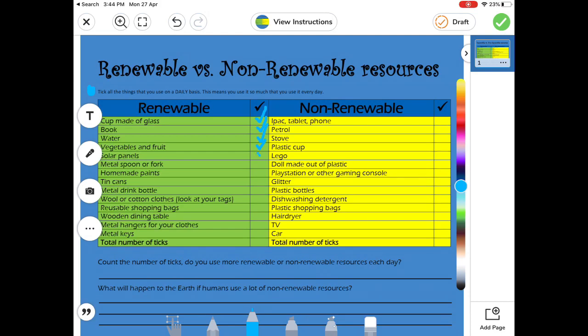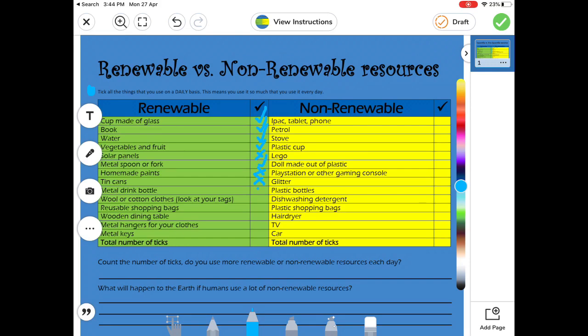I don't use solar panels. A metal spoon or fork, tick. Homemade paints, no, I don't. Tin cans, I do use tin cans a lot in my cooking, but not every day, so I'm going to put a cross. You might have to go and ask your mum and dad about that one.